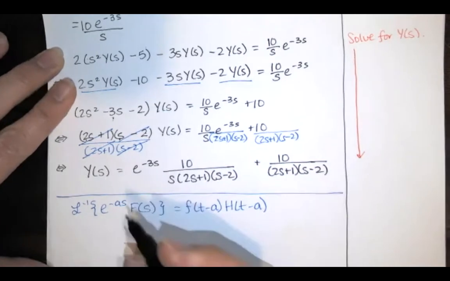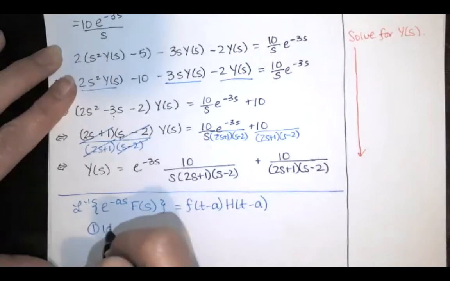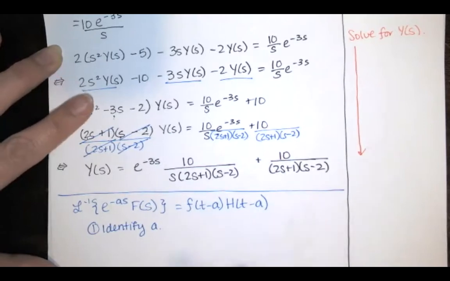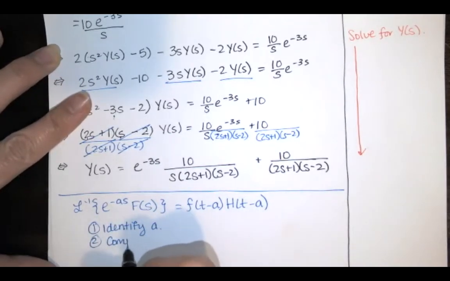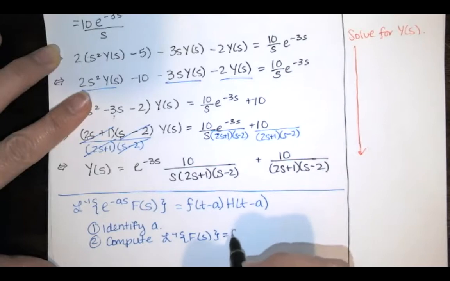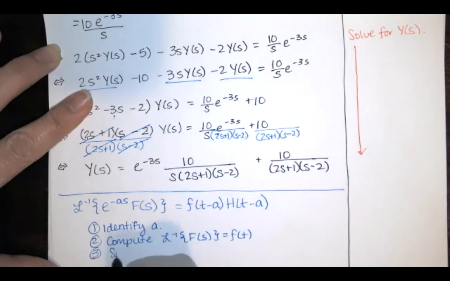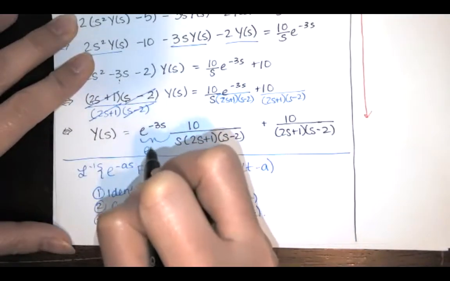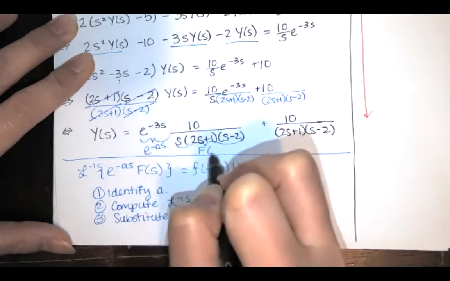So when I'm using this rule, I use it in the following way. I identify a, and then I know my formula is going to be this. Then I need to compute the inverse transformation of F of s, which is going to give me f of t. And then I substitute into this right-hand side. So we'll evaluate f at t minus a, and we'll multiply by the Heaviside function at t minus a. So that's the plan. In this case, this is our e to the negative as, and this is our F of s.